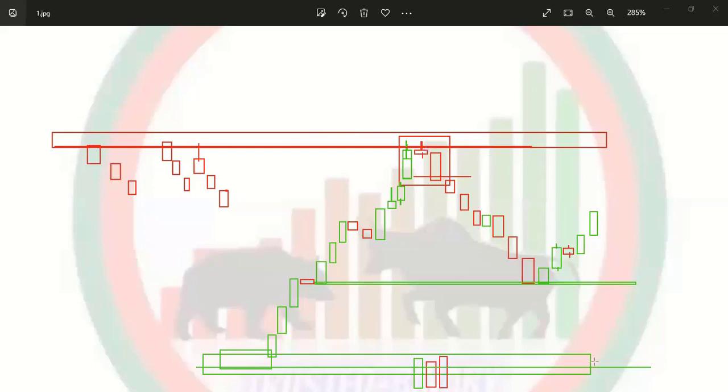Then we can go with the sellers, and in the support area we can go with the buyers. This is a block area by the seller side, and this is a block area by the buyers. So it's the order block. We can call it the order block strategy also.